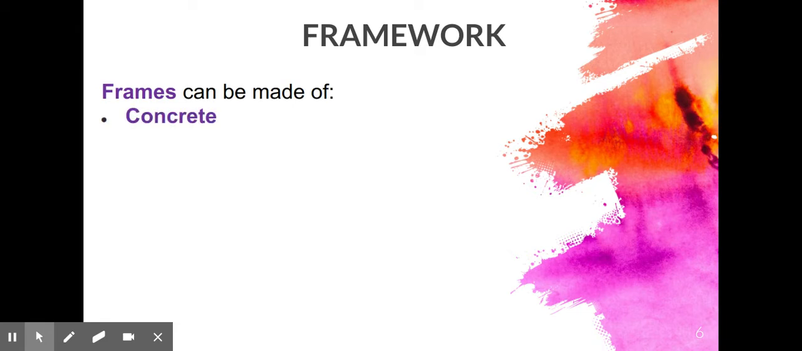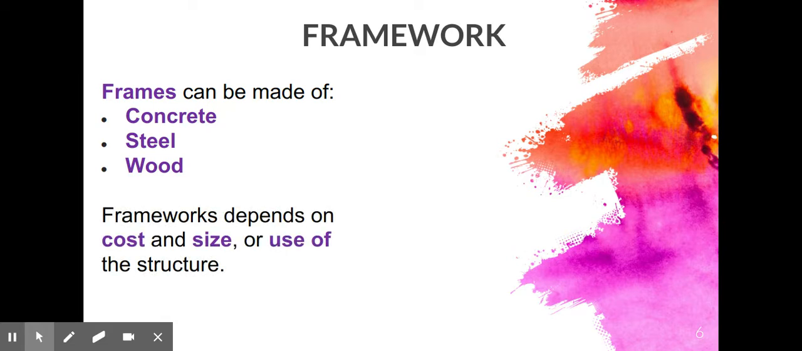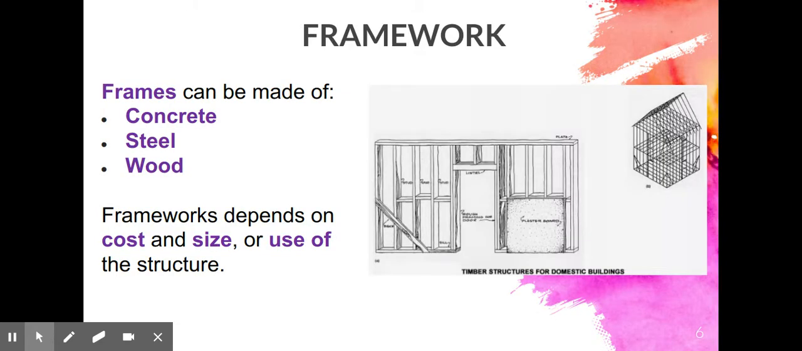Frames can be made of a couple different things. They can be made of concrete, steel, or wood. The material that you're going to use to build the framework depends on the cost and size or the use of the structure. Typically our houses are built out of wood, but if we're talking about a bridge or a big skyscraper, we might see that they're built with some kind of reinforced concrete or steel.